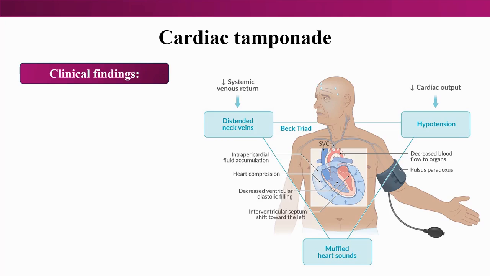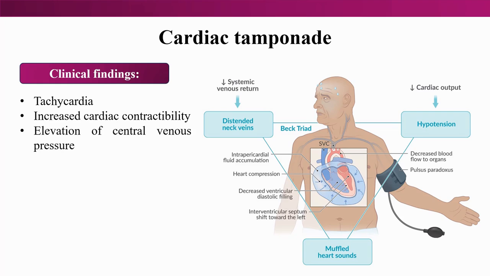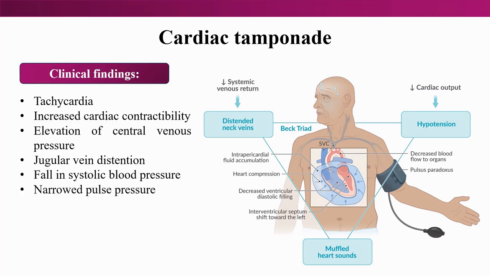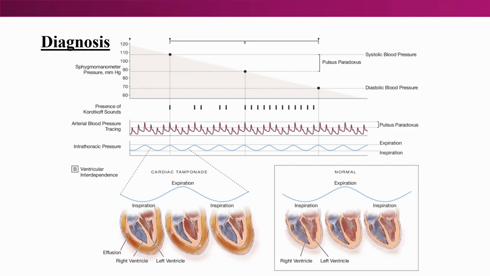A significant accumulation of fluid in the pericardium results in increased adrenergic stimulation, which leads to tachycardia and increased cardiac contractility. There is elevation of central venous pressure, jugular vein distension, a fall in systolic blood pressure, narrowed pulse pressure, and signs of circulatory shock. The heart sounds may become muffled because of the insulating effects of the pericardial fluid and reduced cardiac function. People with slowly developing cardiac tamponade usually appear acutely ill, but not to the extreme seen in those with rapidly developing tamponade.